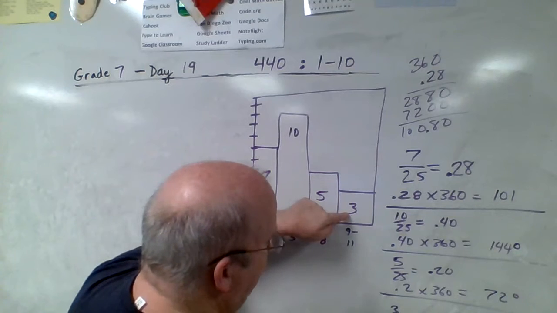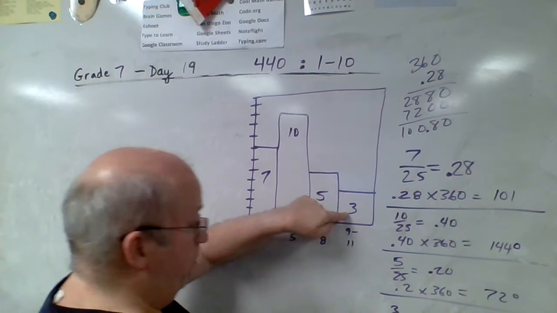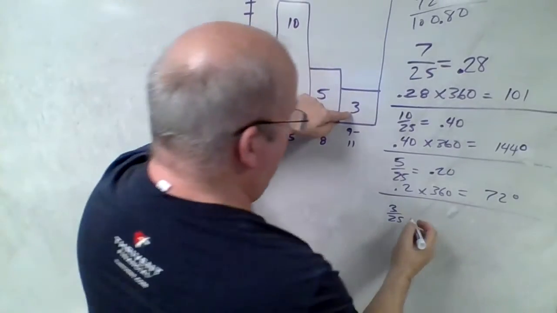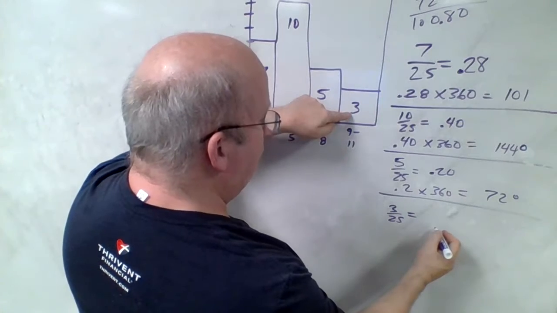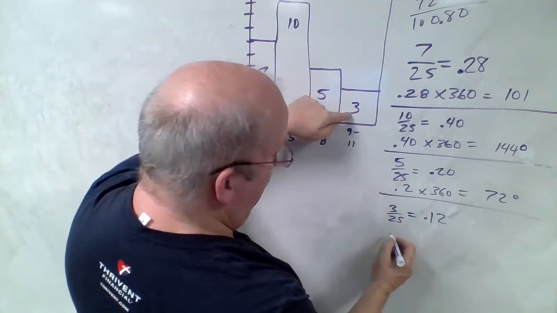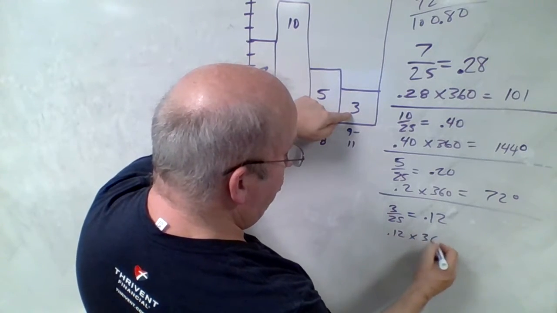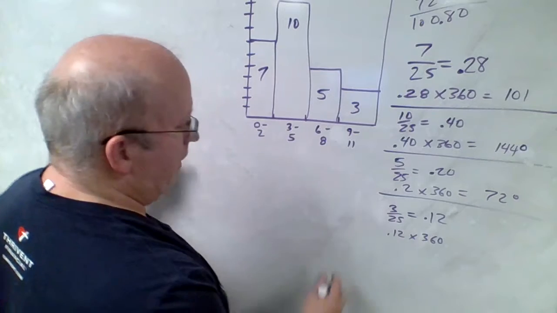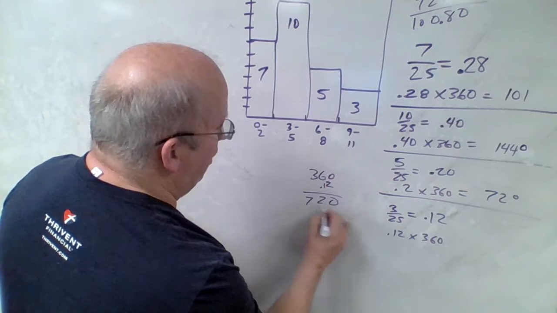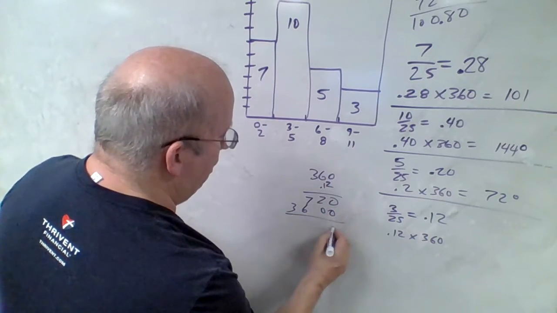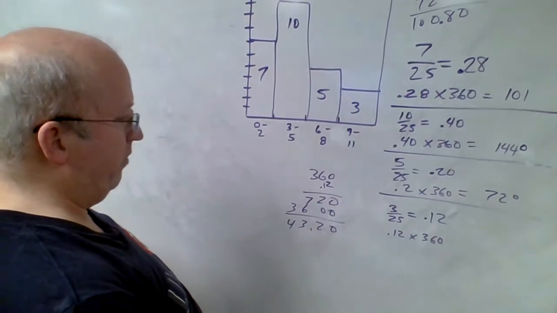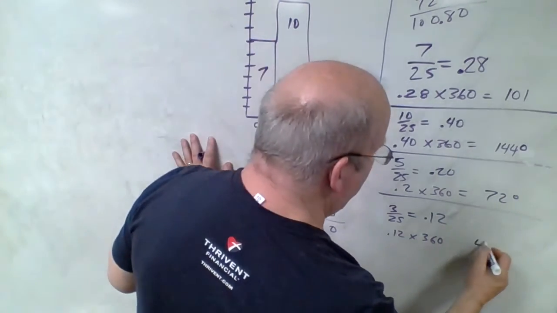And finally, 3 out of 25, is that even showing up? Nope, it's not. But let's tilt that down again. And that would be 0.12 as a decimal number, top number divided by the bottom number, and 0.12 times 360. What's that? I don't know. Oh, let's see, 0, 12, 7, 0, 0, 6, 3, 0, 2, 13, 40. I get 43.2 out of that. So I'm going to round that to 43 degrees.